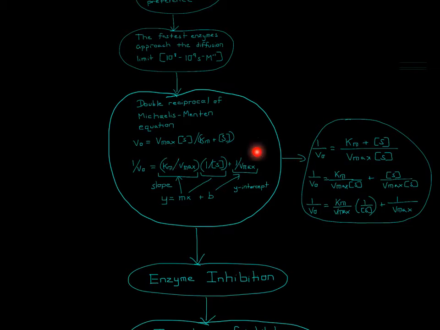Okay, so how do you get into this form? Well, since it's addition on the top, split it up into Km Vmax over S plus S over Vmax S. And so since there's S on the top and bottom, these cancel out, and you are left with 1 over Vmax. And then you can split it up, because this is multiplication on the bottom, into Km over Vmax multiplied by 1 over S plus 1 over Vmax. And so that's how you get this equation.